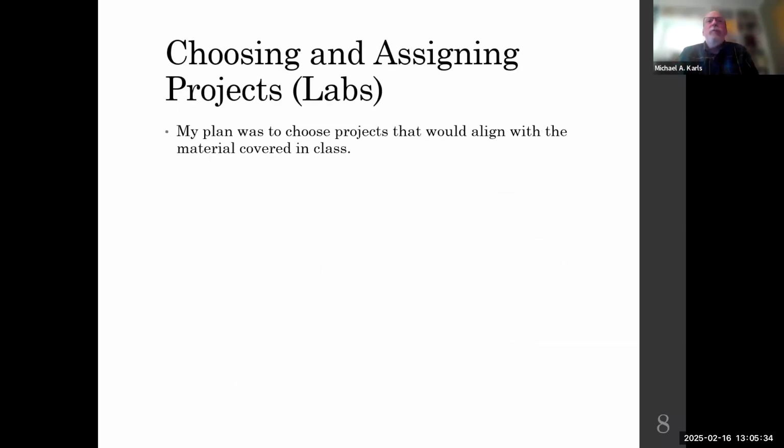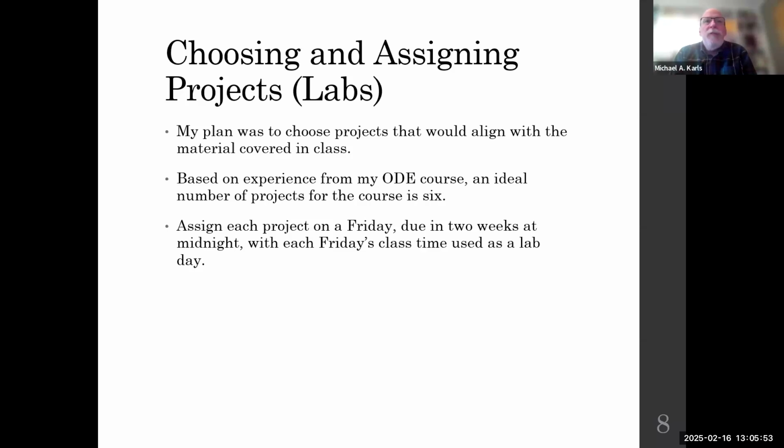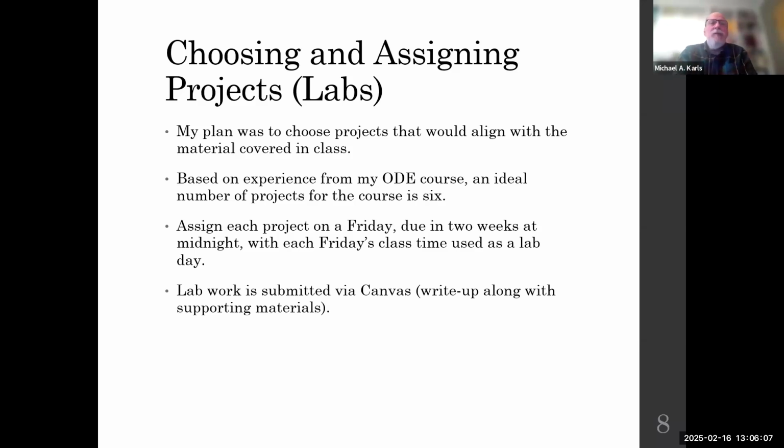Okay, so my plan was to choose projects that would align with the material covered in class. And based on experience from my ordinary differential equations course, an ideal number of projects for the course is 6. This is based on incorporating SIMIODE projects into my ODE class. So my plan was to assign each project on a Friday. It would be due in 2 weeks at midnight, and each Friday's class time was used as a lab day where we'd talk about the current project and work on it in class. And then students submit their lab work via Canvas. I ask them to turn in a write-up along with supporting materials.